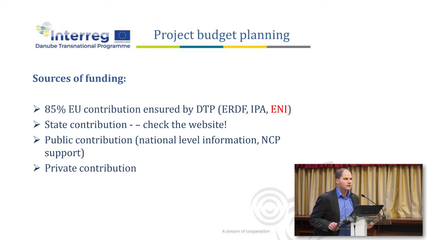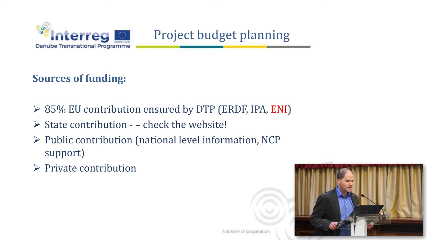Whether partners will be receiving funding from a particular instrument depends primarily on the location of the partner. If a partner is from a member state, they will receive money from the European Regional Development Fund. If the partner is from Serbia, Montenegro, or Bosnia and Herzegovina, they will be receiving money from the Instrument for Pre-Accession Assistance. And if they are from Moldova or Ukraine, they will be receiving money from the European Neighborhood Instrument. For ENI, it's still a bit in the red, as you can see on the slide, because there is still some conditionality linked to the ENI funds.